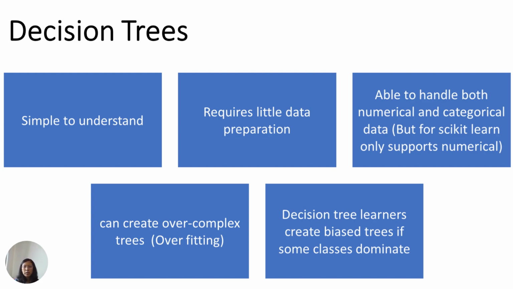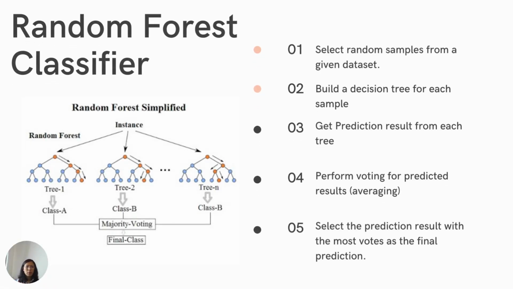So what is the next solution? A tree-based classifier, which is the random forest classifier. Random forest, like its name implies, consists of a number of individual decision trees. What we do is, given the data set, we first select random samples from the data set.